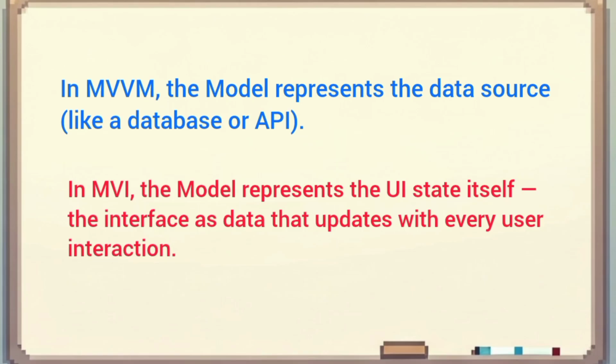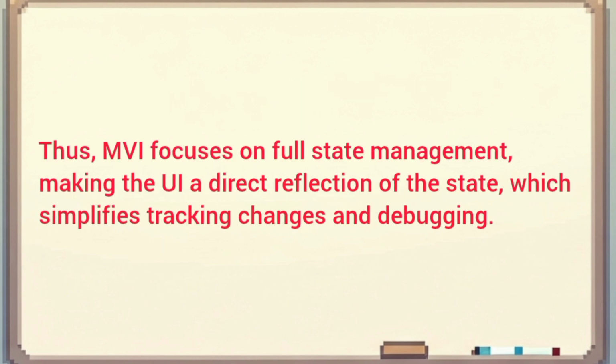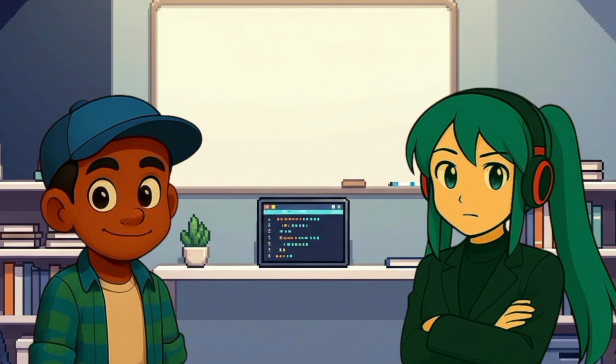Again, the key difference is, in MVVM, the model represents the data source, like a database or API. In MVI, the model represents the UI state itself, the interface's data that updates with every user interaction. Thus, MVI focuses on full state management, making the UI a direct reflection of the state, which simplifies tracking changes and debugging. It's my time to ask the big question. When should we use MVVM and when should we use MVI?